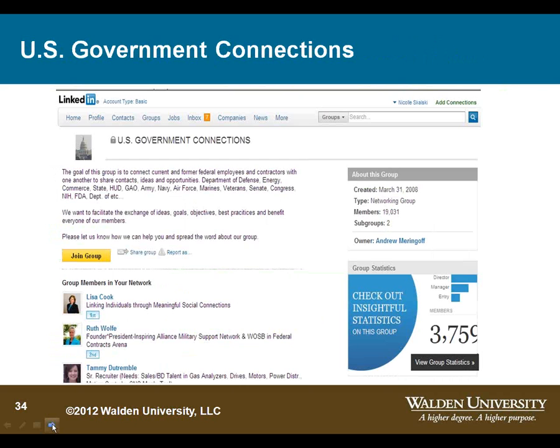And back again to LinkedIn, the U.S. Government Connections. I also see a lot of these for state and local. I like LinkedIn a lot because it is a professional site, and it gives you a good way to get your professional face out there. And I believe Walden has a very big presence on there. So I'm on several different Walden groups. One thing about Walden is the alumni network is amazing.